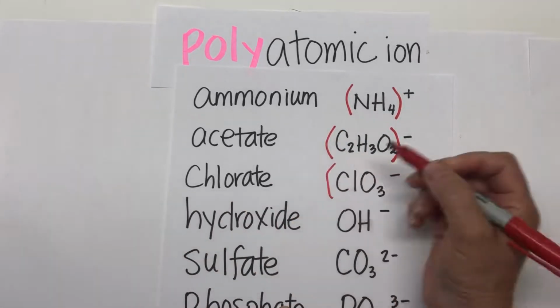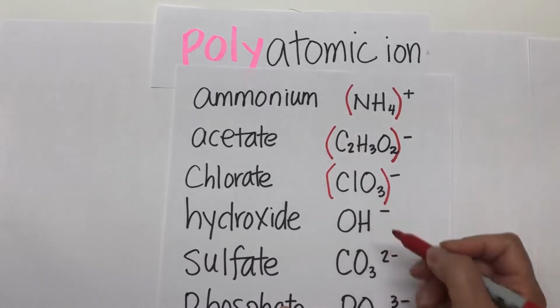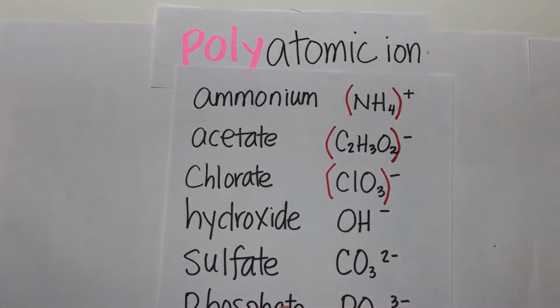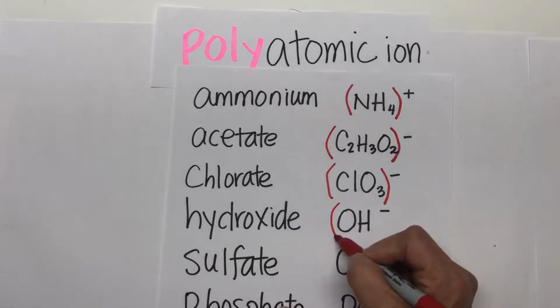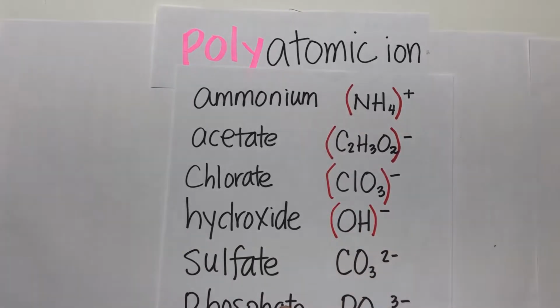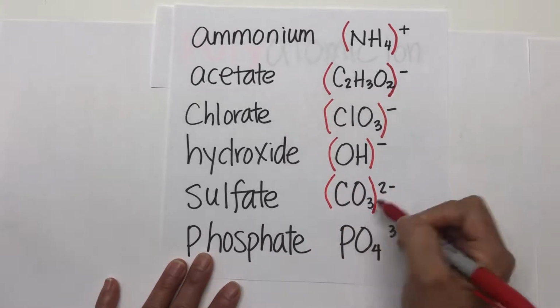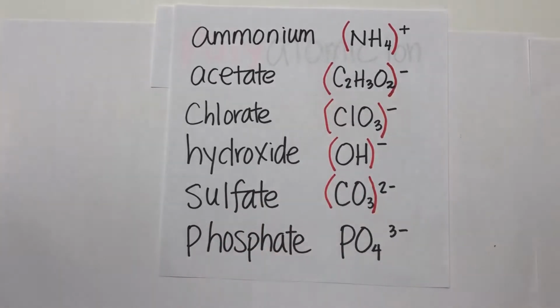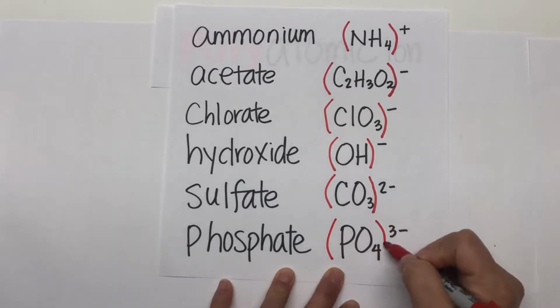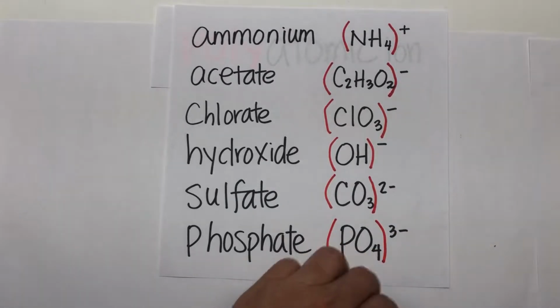Chlorate, ClO3, as a whole has a -1 oxidation number. Hydroxide, as a whole, has a -1 oxidation number. Sulfate, as a whole body, has a -2 oxidation number. Phosphate together has a -3 oxidation number.